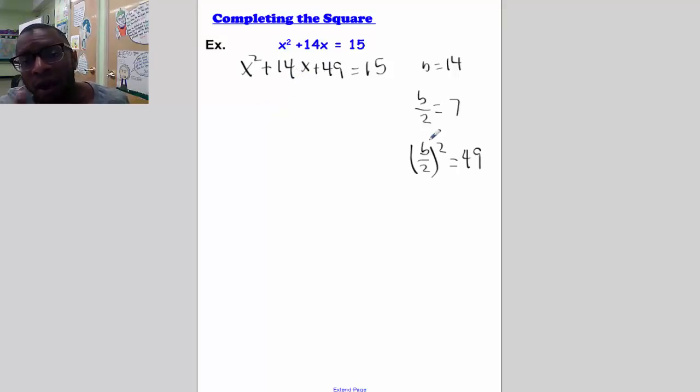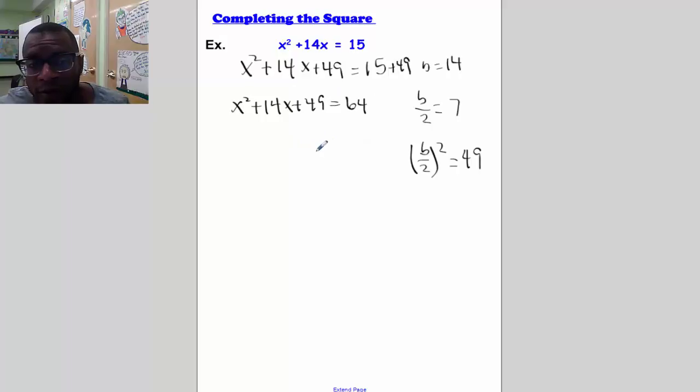Okay, now that we found the value of c that makes the left-hand side of the equation a perfect square, remember, whenever we're dealing with equations, whatever we do to the left-hand side, we must also do to the right-hand side. So because I added that value of c to the left-hand side, I must also add it to the right-hand side as well. Okay, and now I'm just going to simply collect like terms on the right-hand side. So I get x squared plus 14x plus 49 is equal to 64.